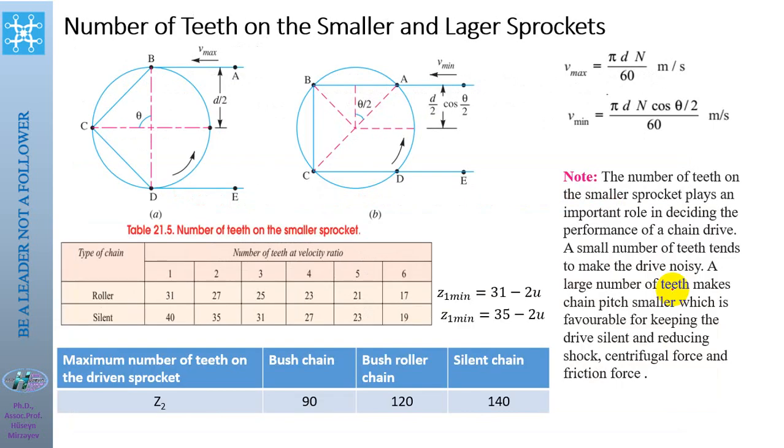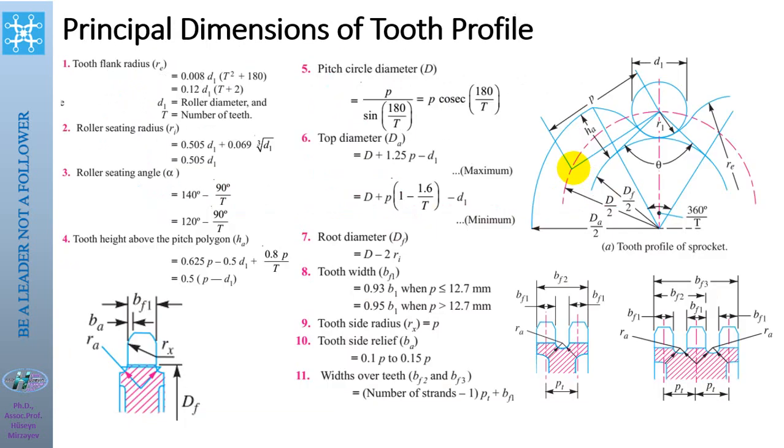Number of teeth of the smaller sprocket. For the number of teeth of the smaller sprocket, take it as at least, depending on the roller chains, the number of the smallest sprocket, minimum Z1 minimum is 17, but may be calculated in these forms for the roller chains and for the silent chains. In this equation, U is the velocity ratio.